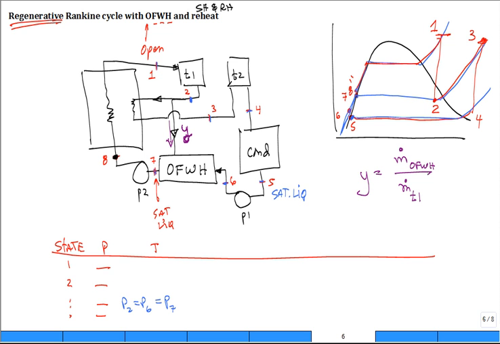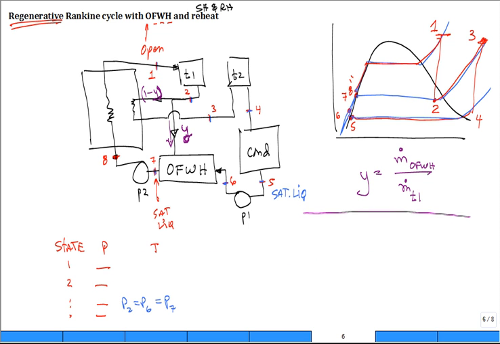So if that is the fraction, what is the fraction that continues on? 1 minus Y, true? Does that make sense? Right. So let's do this. Do a mass balance, and just write it like this. Do a mass balance for this open feed water heater right here.